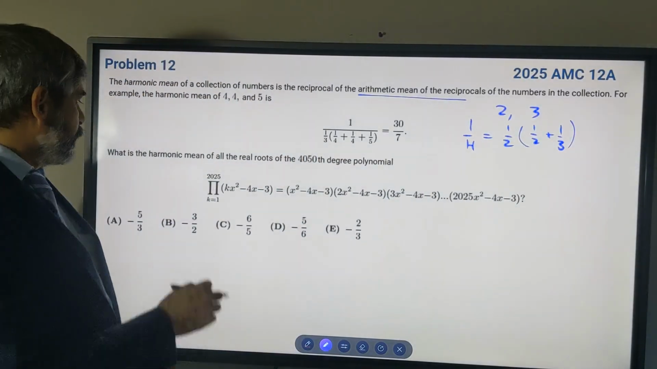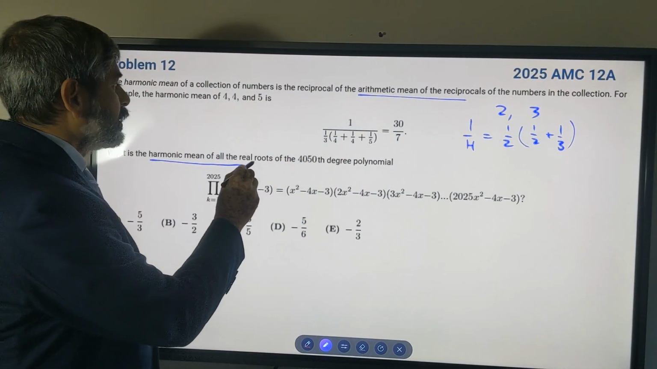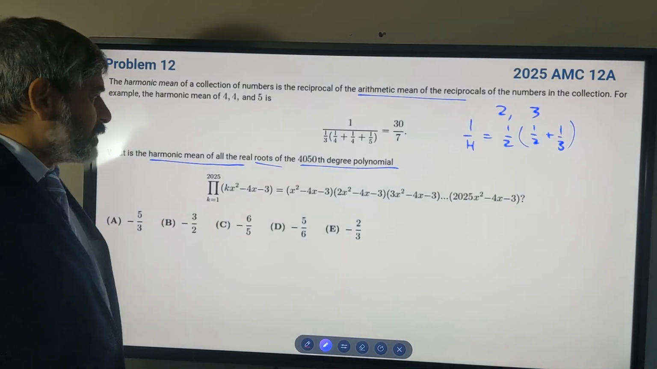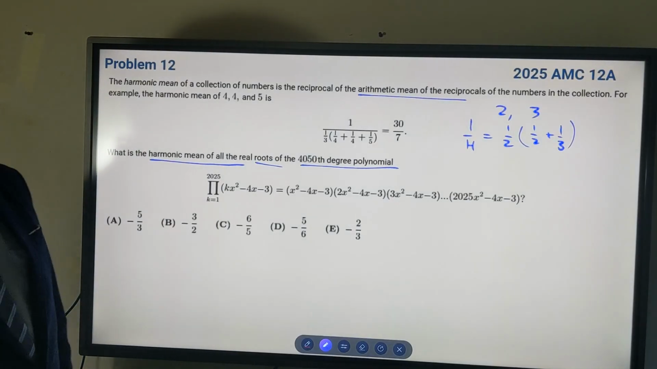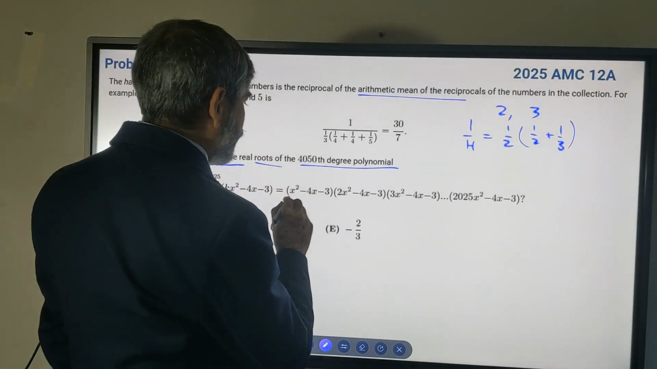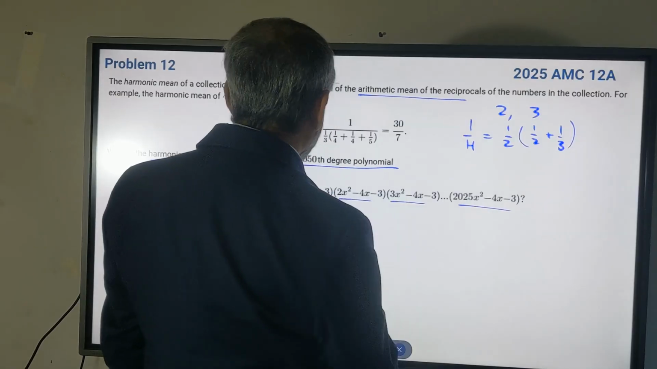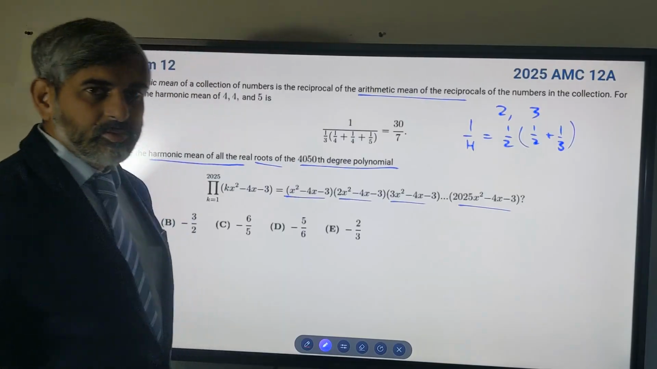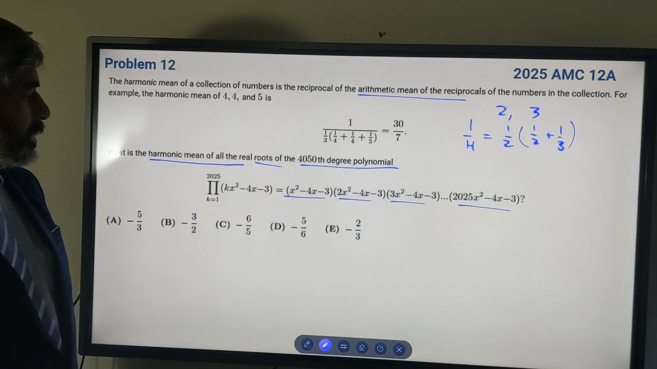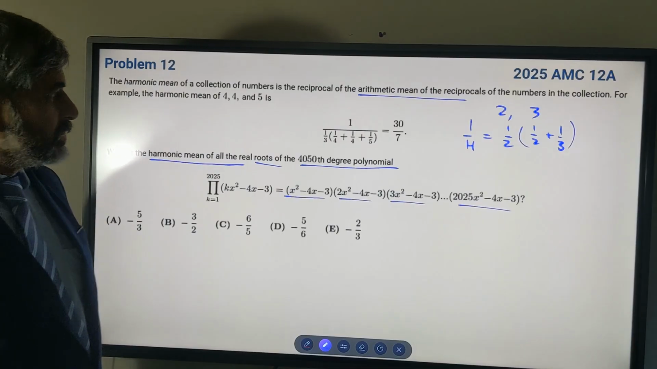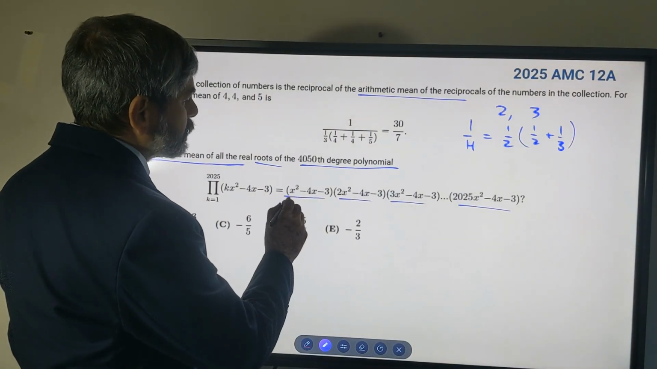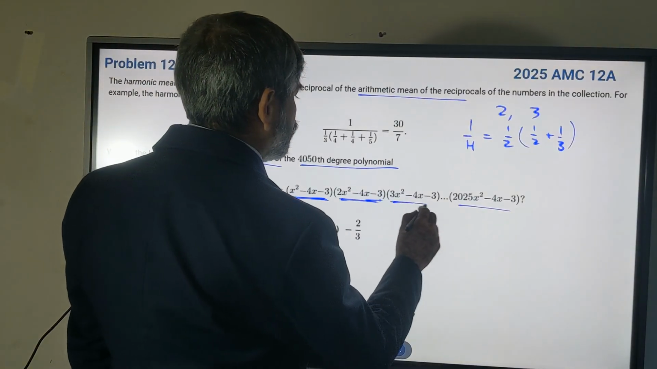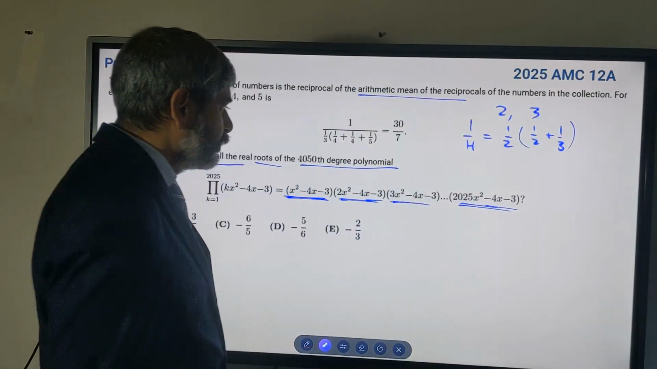And that's what so on and so forth. So what is the harmonic mean of all the real roots of the 4050th degree polynomial? If we look at this polynomial, essentially they have extended it to make it clear. This term k has value 1, then 2, 3, and so on up to 2025. So the way to approach is, this one will have two roots, and this one will have another two roots, and so on and so forth.